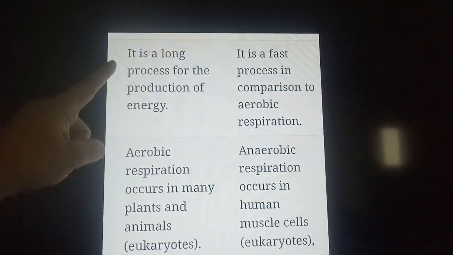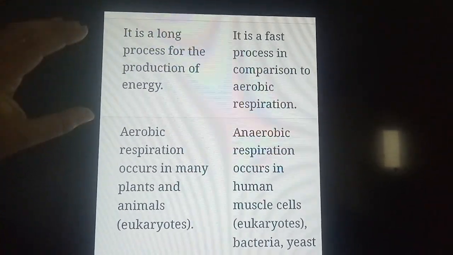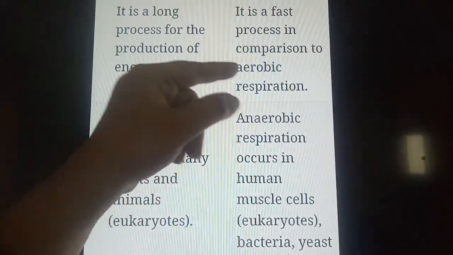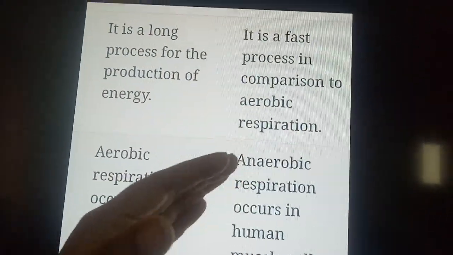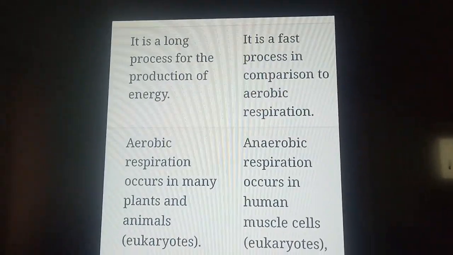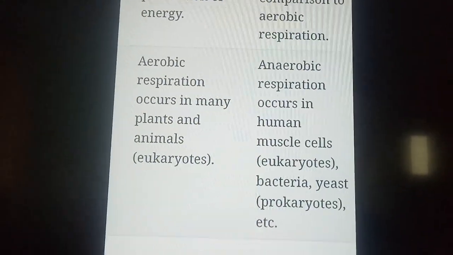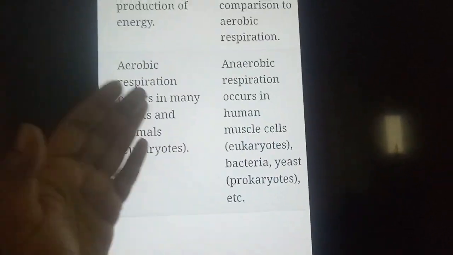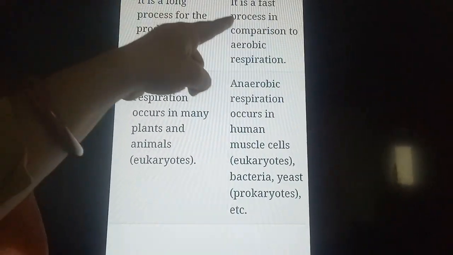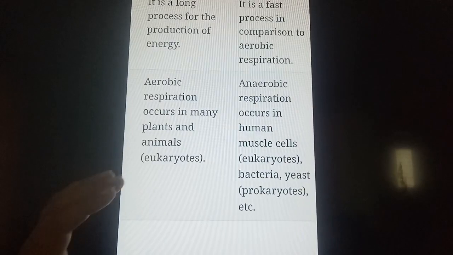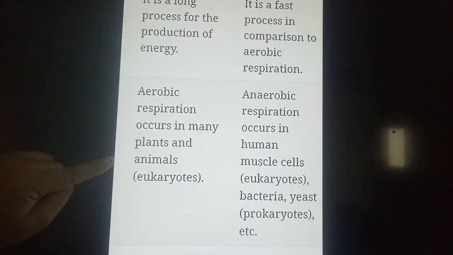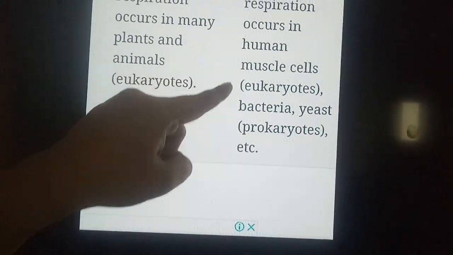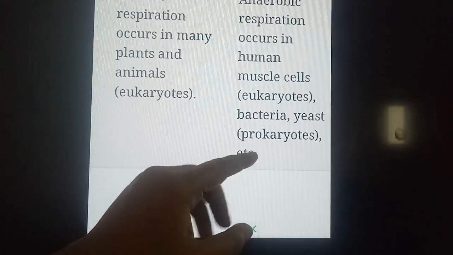Now aerobic respiration is a long process for production of energy. You have seen it is a very big chemical reaction, but anaerobic is very short. It is a fast process in comparison to aerobic respiration. See, as I gave the example, when you run, sometimes in the muscles anaerobic respiration takes place. So it happens very fast and you feel the pain. Aerobic respiration occurs in many plants and animals, whereas anaerobic respiration occurs in human muscle cells, bacteria, yeast, and prokaryotes.